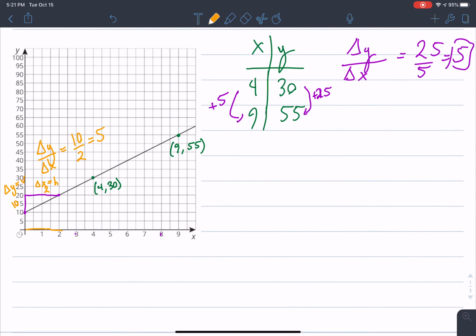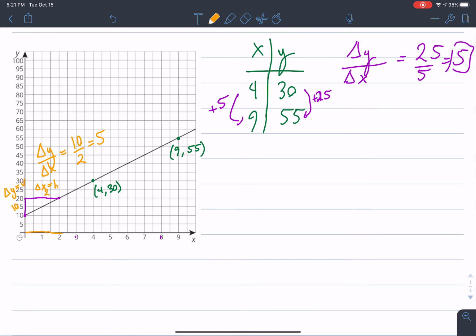So we can see 2 different representations get us the same number. Funny how things work like that, huh?